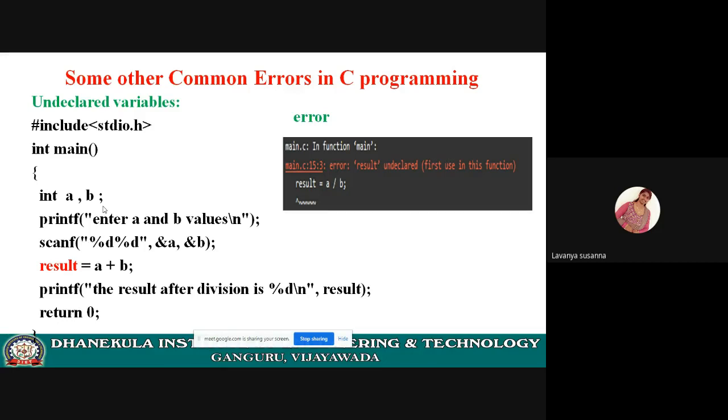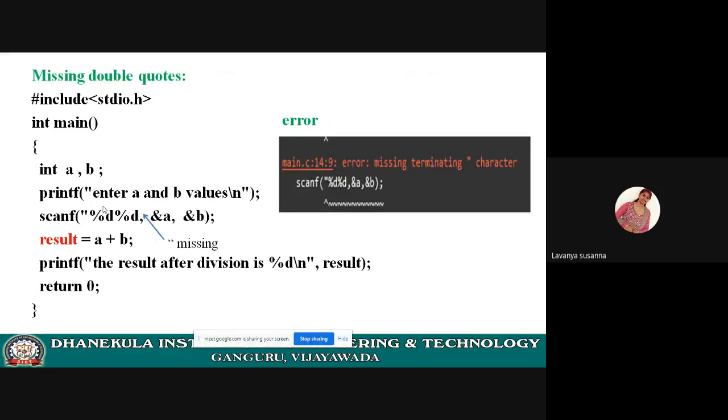Once again, see the PPT, see the program, and see the error. Which type of error? These are important. You have to understand which type of error it is and what you have to do. Result undeclared means you have to declare the result variable. Next, missing double quotes.